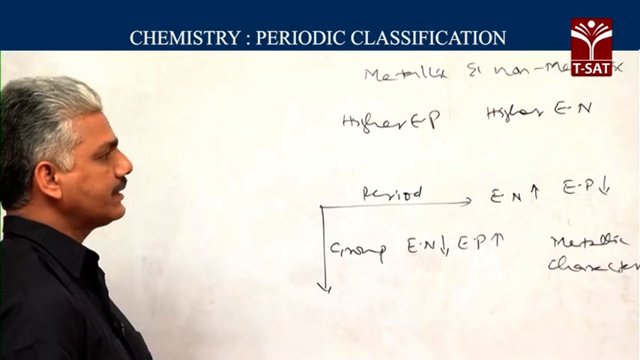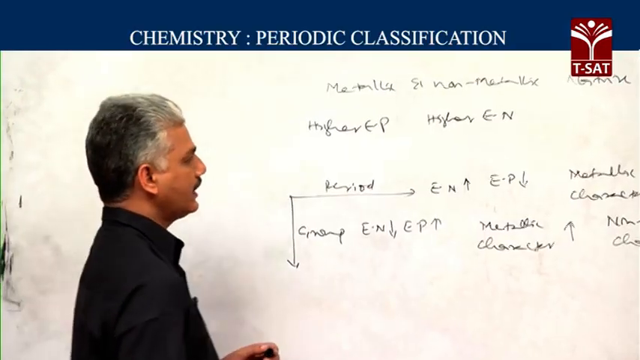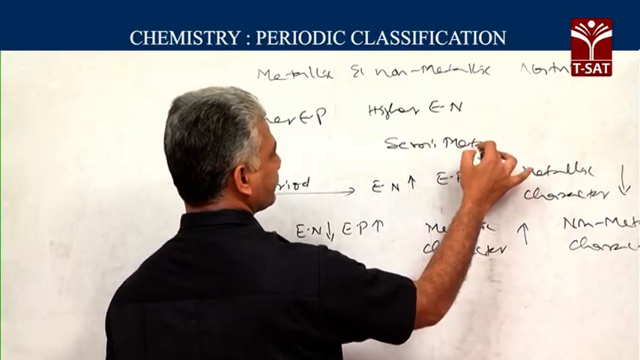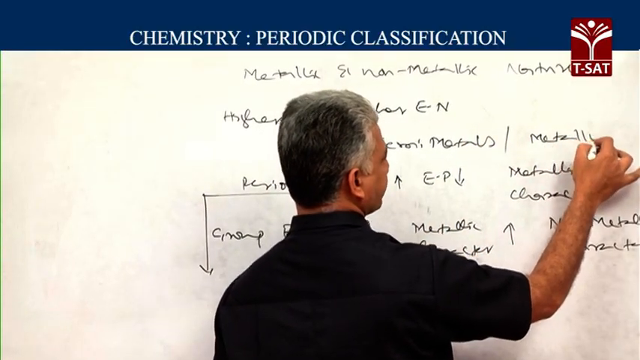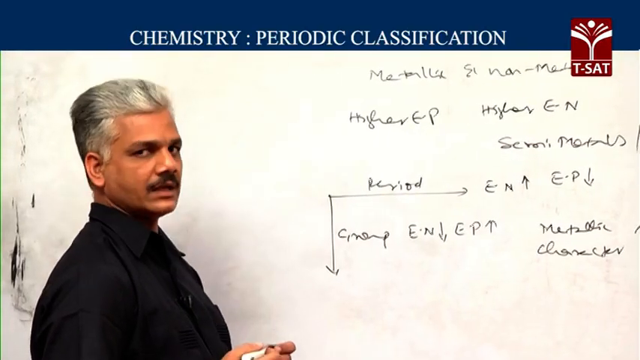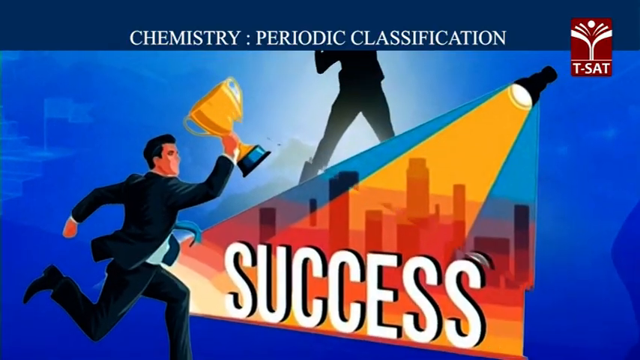The elements with the average electropositivity and average electronegativity values are treated as semi-metals, or these are also called as metalloids. Generally, they will possess 50% ionic character and 50% covalent character.